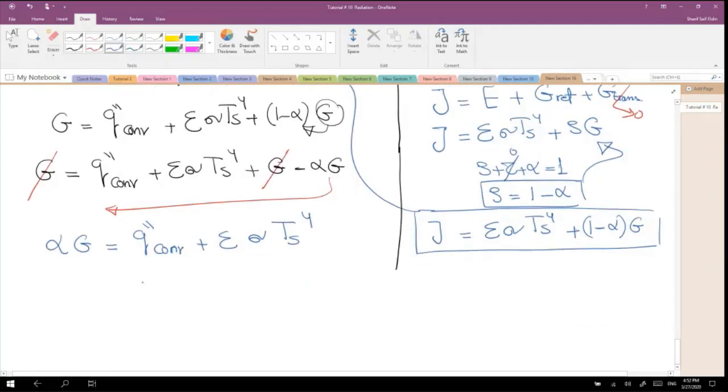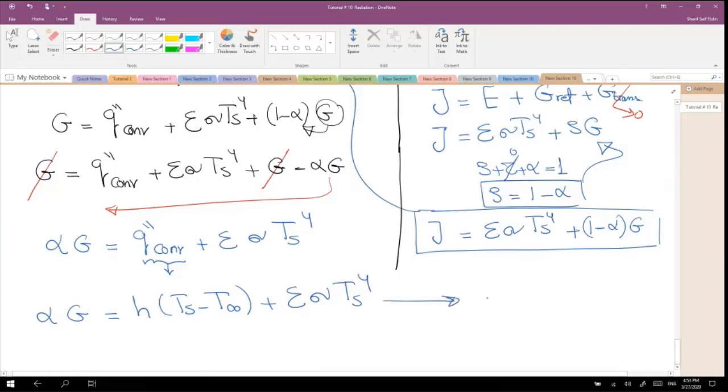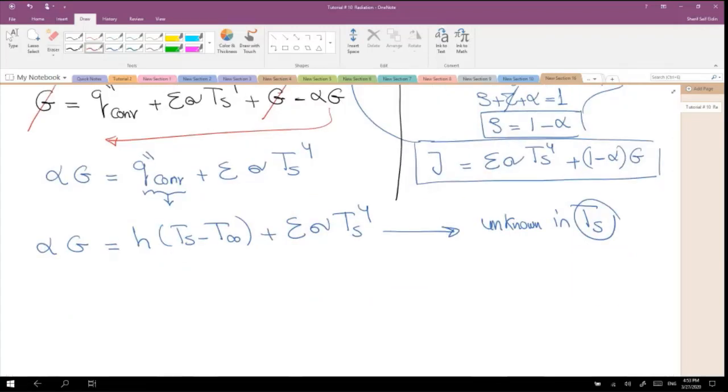And we are going to substitute the convection by the convection equation. Alpha G is going to be H multiplied by Ts minus T infinity plus epsilon sigma Ts to the power 4. So this equation has only one unknown, Ts. So let's solve for Ts first.